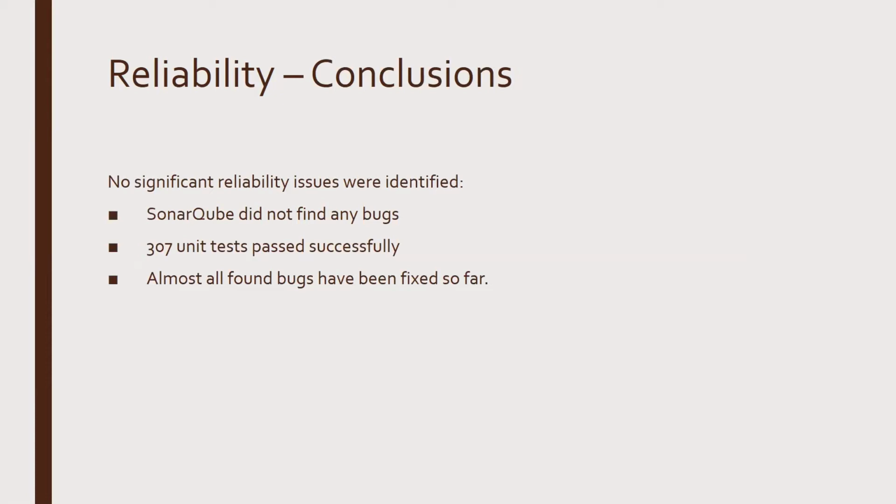From the amount of tests, 307 unit tests passed successfully. And in the commit history that can be found on GitHub, almost all found bugs have been fixed so far. Next slide.